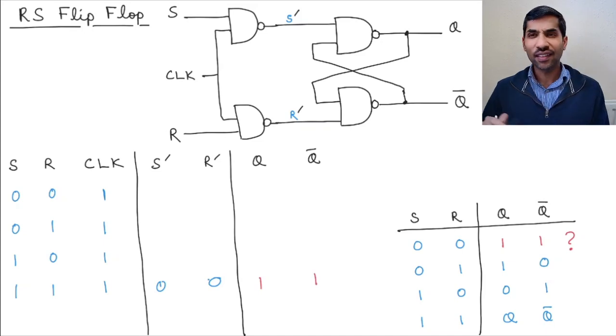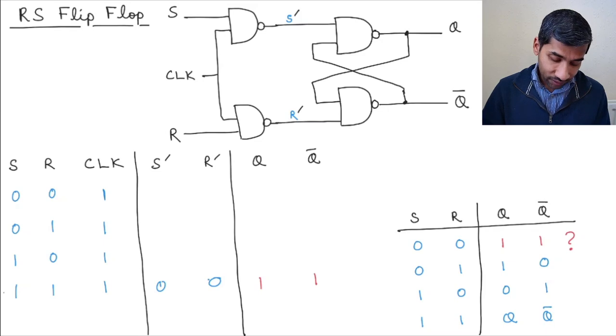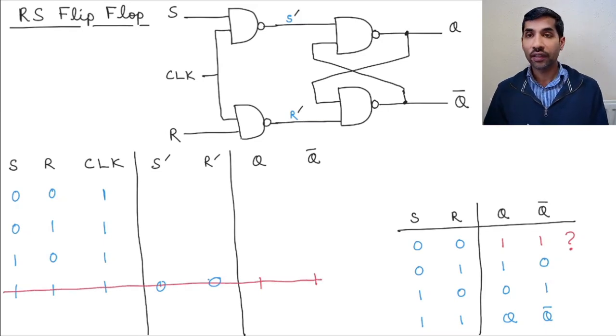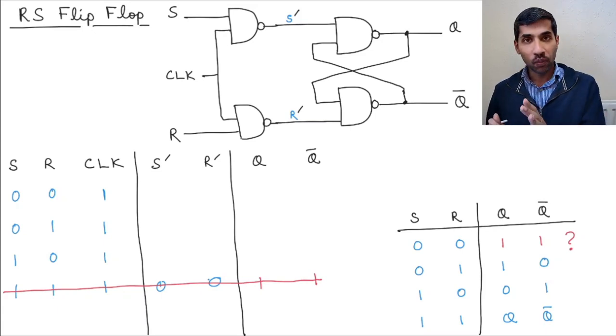And as we said, this is the not allowed condition, so we don't want to allow this condition. So let's just cross this out just to show that this is a not allowed condition. We don't want S, R, and clock all to be 1 at one time.